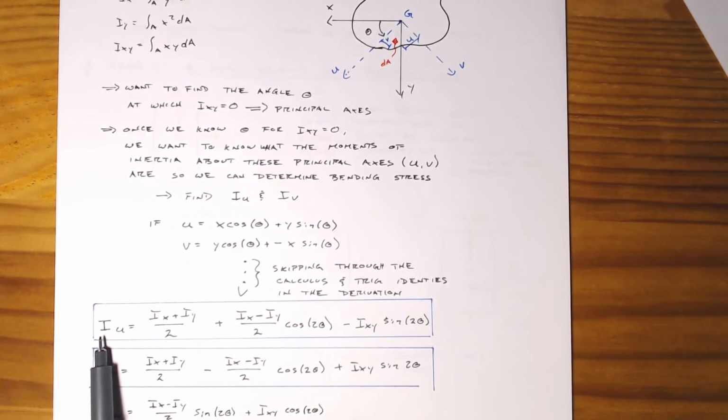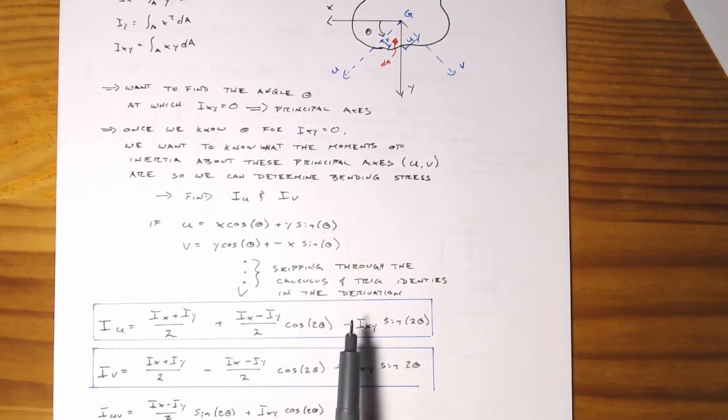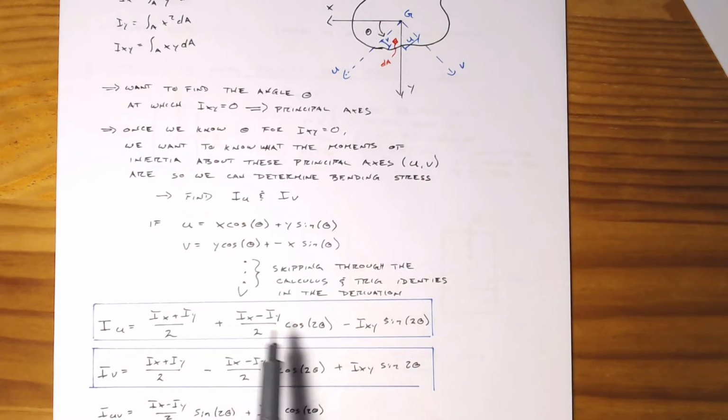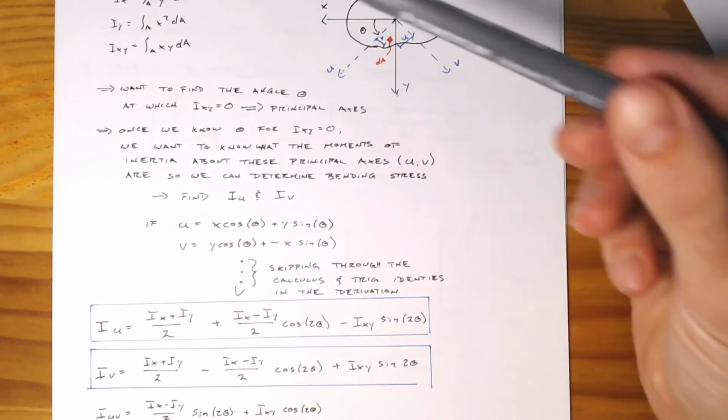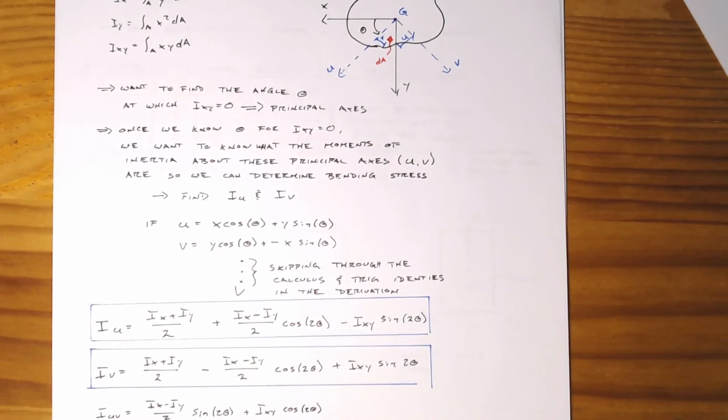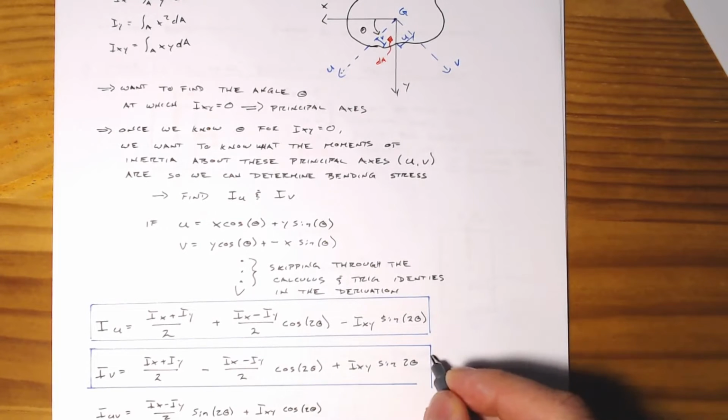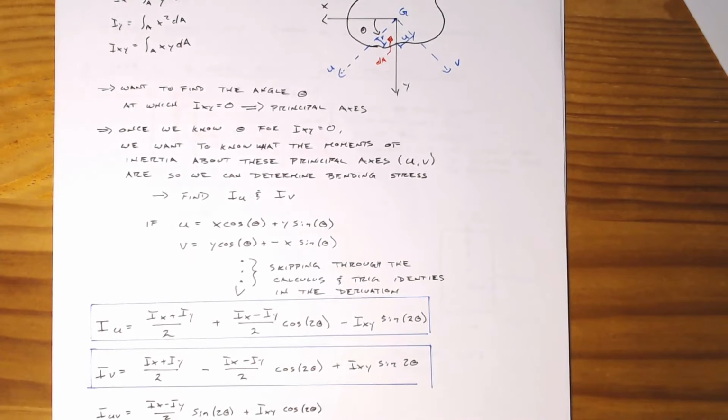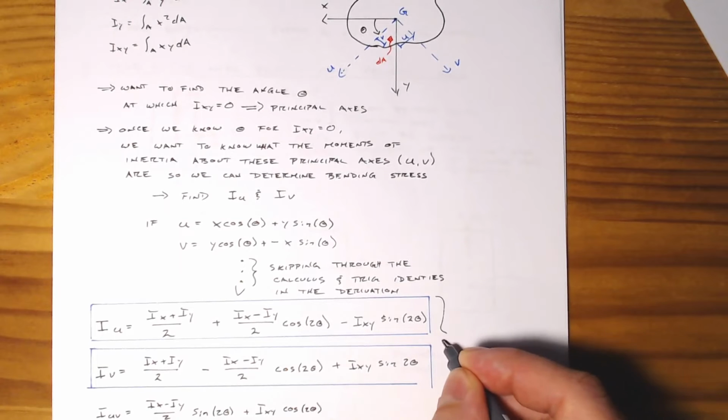So you've got the moment of inertia about the u-axis is (Ix plus Iy) over 2 plus (Ix minus Iy) over 2 times the cosine of 2 theta, minus the product of inertia times the sine of 2 theta. And then similarly here, you've got the moment of inertia about the v-axis, coming from if we know Ix and Iy. And for those who've seen it before, you can also get to these same things using Mohr's circle.